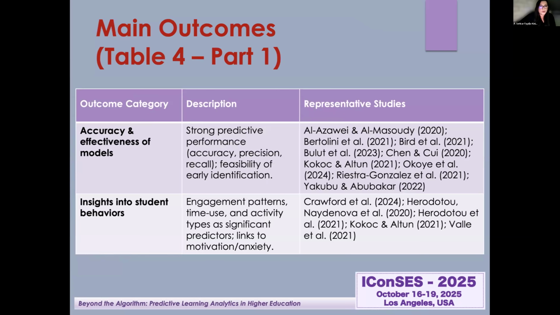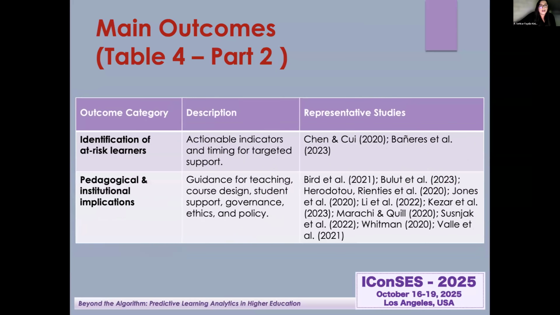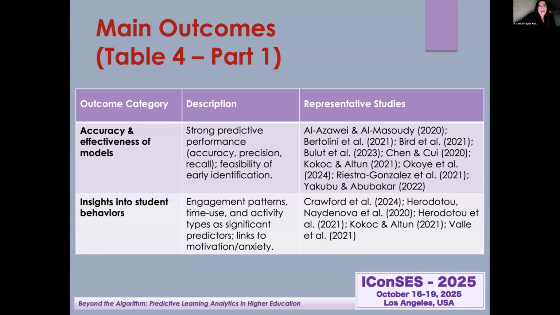As the last research question, what have we got from all these studies? When we look at the outcomes, we can say that there are 4 outcomes as themes that emerge. The first one is accuracy and effectiveness of models. As you see here, the majority of predictive learning analytics studies in higher education were tested based on their predictive performance and their feasibility of early identification.